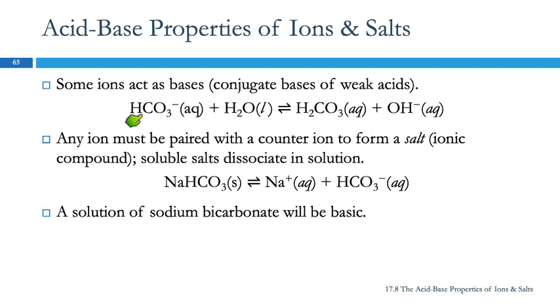So how could you get a solution that has hydrogen carbonate ion? Well, you would have a salt, and remember, when chemists say salt, we mean ionic compound, not just sodium chloride. So sodium hydrogen carbonate is an ionic compound, and it separates into sodium ions and hydrogen carbonate ions.